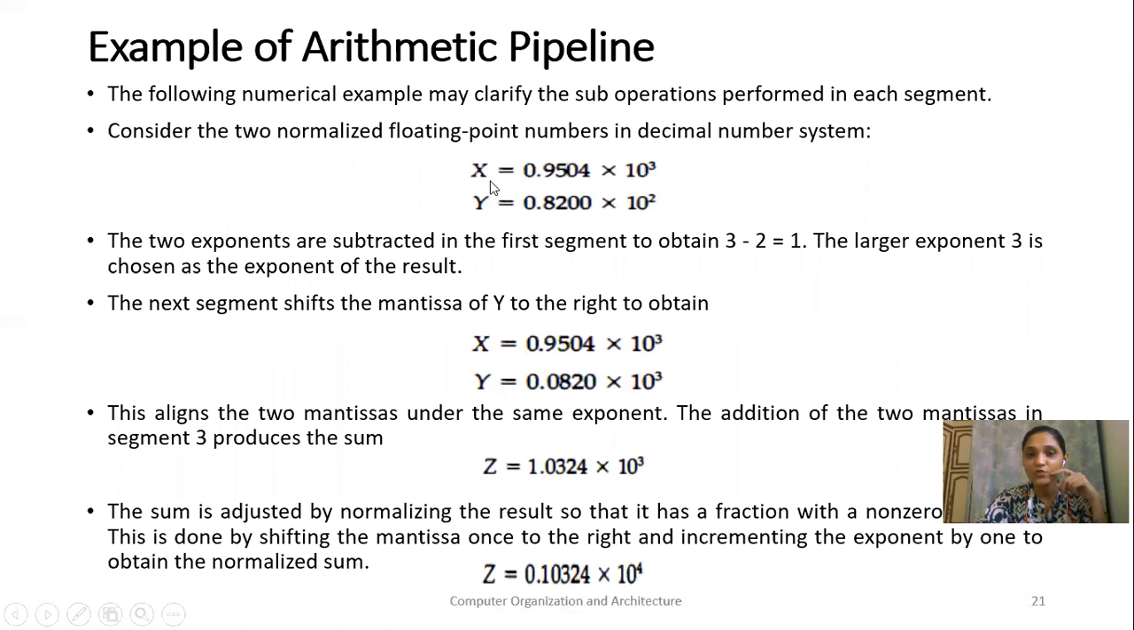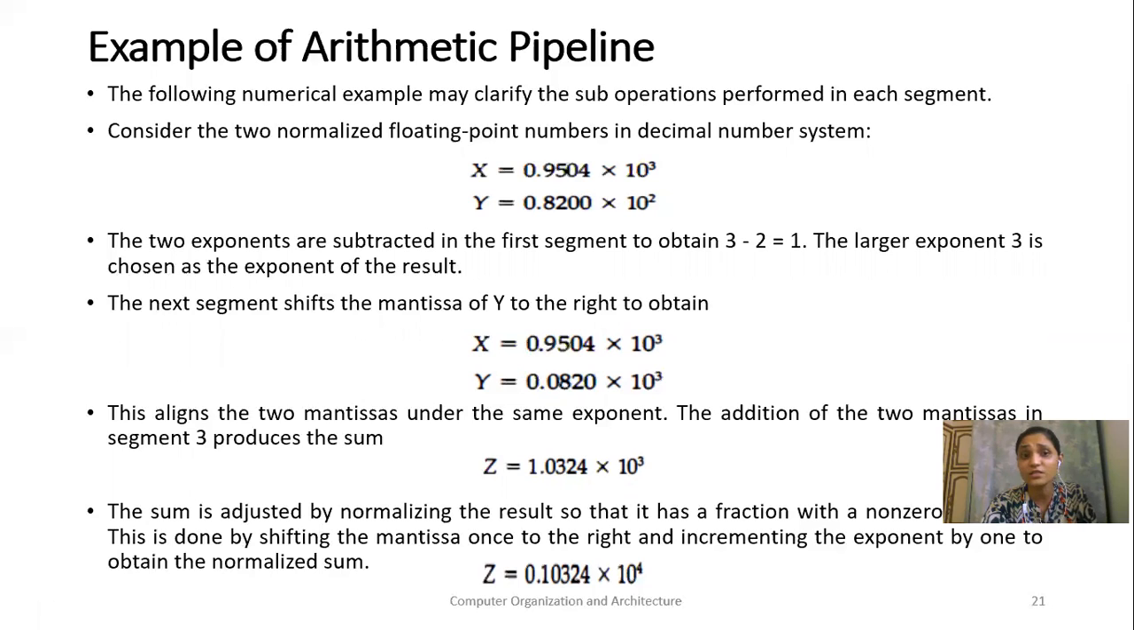We have first number x equals 0.9504 into 10 raised to 3, and second number y equals 0.8200 into 10 raised to 2. Here 0.9504 is your mantissa, and 3 is your exponent. Similarly, 0.82 is your mantissa and 2 is your exponent.